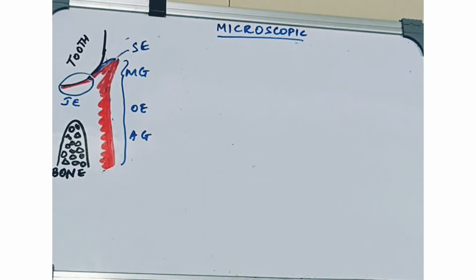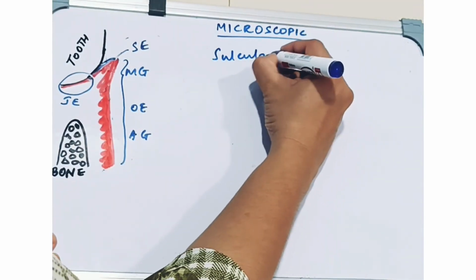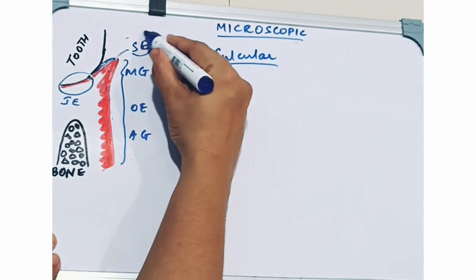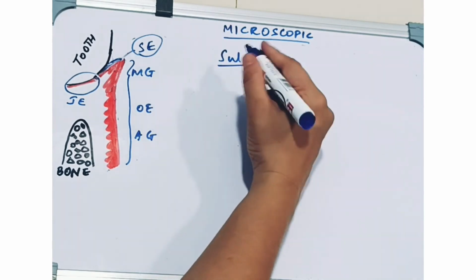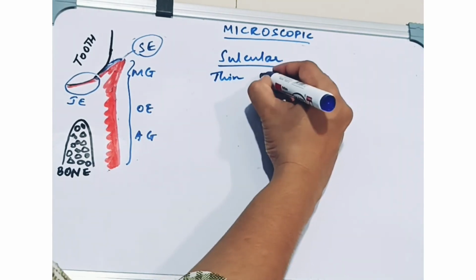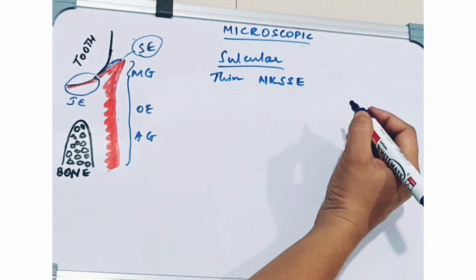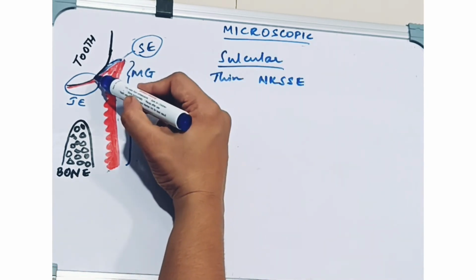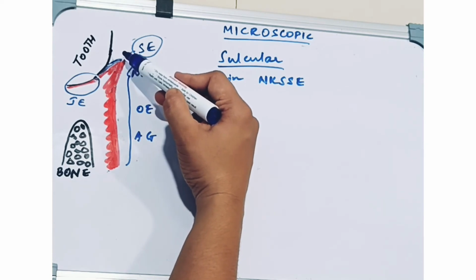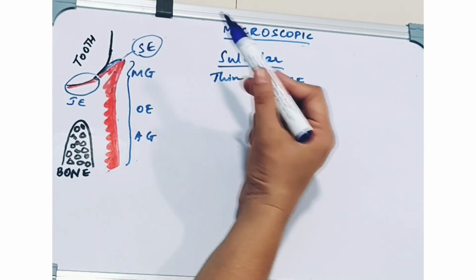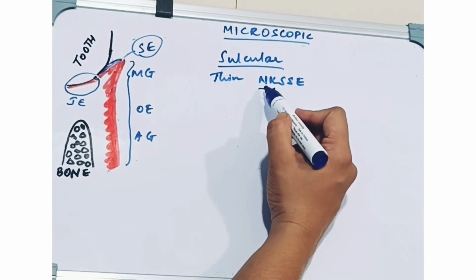Next is the sulcular epithelium. So, it lines the sulcus. It is thin and non-keratinized stratified squamous epithelium. It extends from the tip of the junctional epithelium to the crest of the marginal gingiva. Now we know that this is non-keratinized, so it is more susceptible to attack.